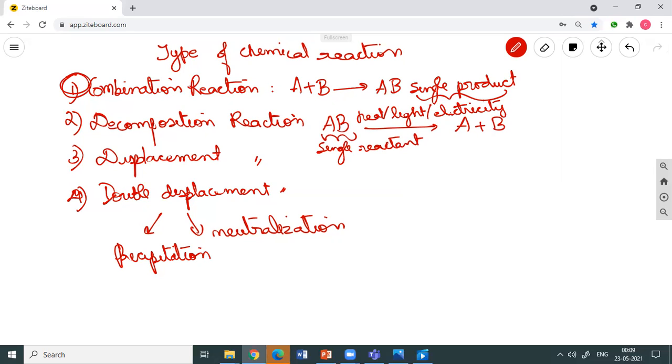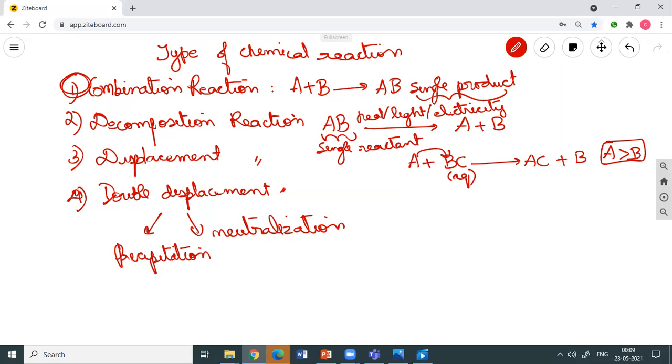Next one is displacement. Displacement, children, is when a more reactive metal displaces a less reactive metal from its aqueous solution. So here A will go and push out B, being more reactive, and form AC plus B. Since A is more reactive than B, this reaction takes place. So a more reactive element quickly displaces a less reactive element from its salt solution. So this should be an aqueous solution or a salt solution.